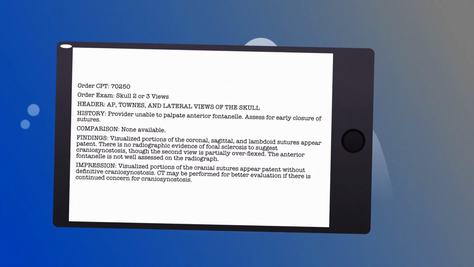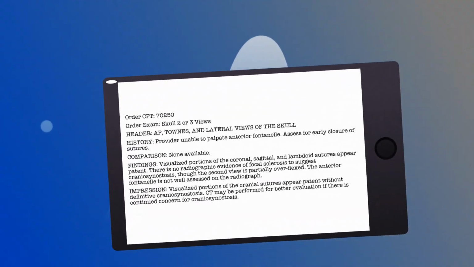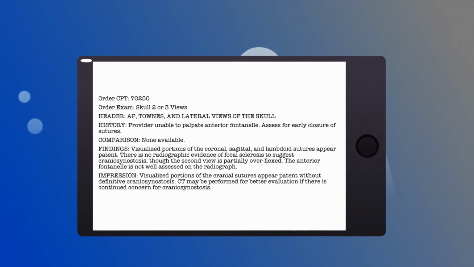Let's look at a sample report for CPT code 70250, skull, 2 or 3 views. Header: AP and lateral views of the skull. History: lesion of the skull. Prior CTs showed bilateral thinning of the parietal bones. Comparison: CT from June 4, 2021. Findings: no evidence of fracture or malalignment. Facial bones are unremarkable. Symmetric focal bilateral thinning of the posterior parietal and frontotemporal bones.